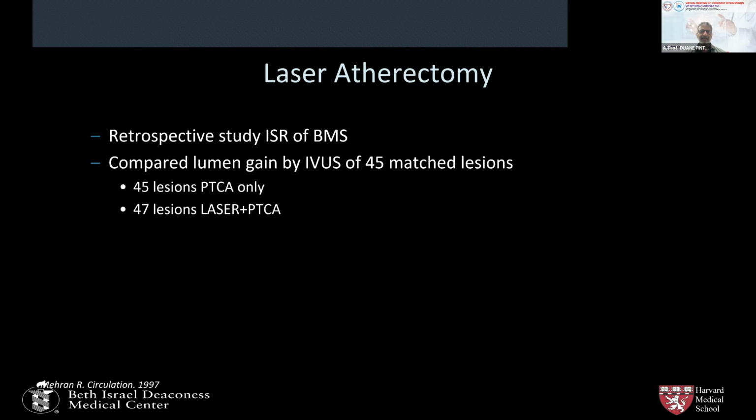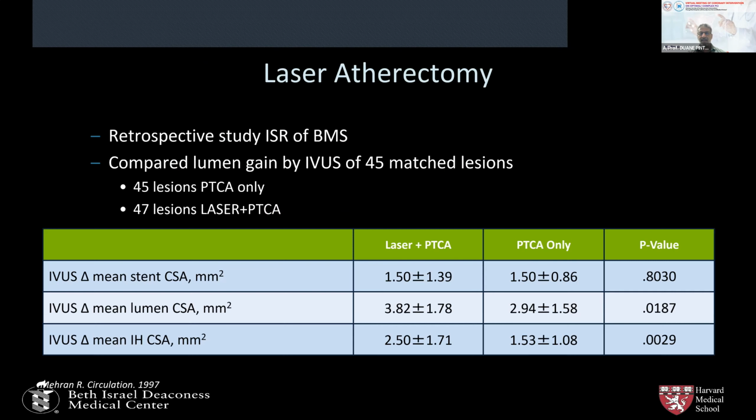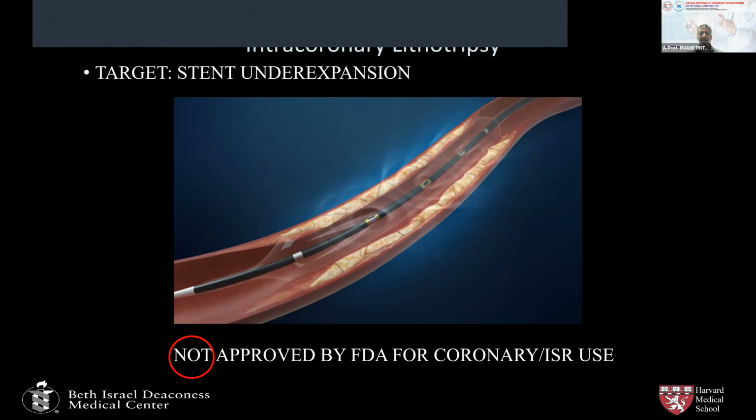So lumen gain in a small series of patients is about the same, but the overall cross-sectional area is increased substantially with laser when compared to angioplasty alone. The new kid on the block in the United States, even though it's been available outside of the United States for quite some time, is intracoronary lithotripsy.